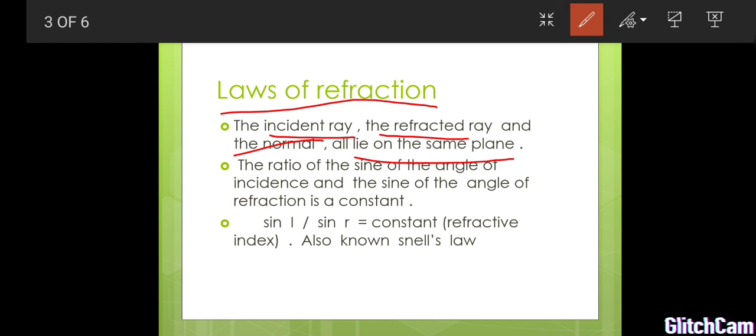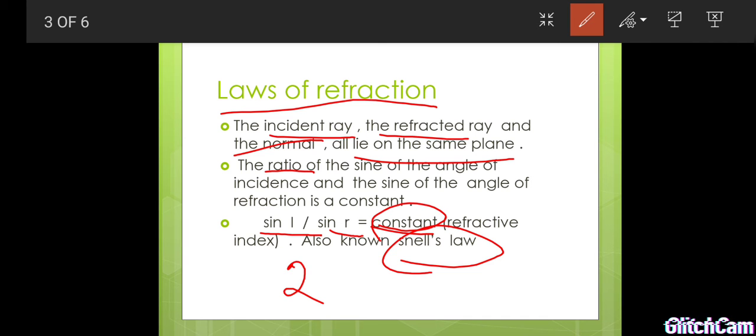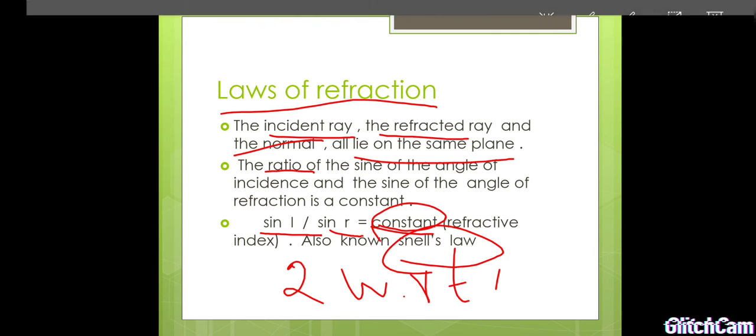And the second law of refraction: the ratio of the sine of the angle of incidence to the sine of the angle of refraction is a constant. This law is also known as Snell's law, and this constant is also known as the refractive index of the second medium with respect to the first medium. Okay, this is about the law of refraction.